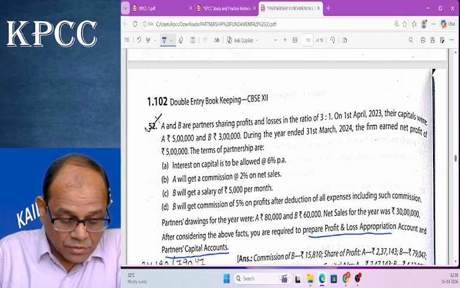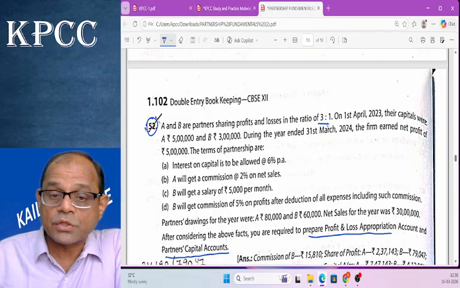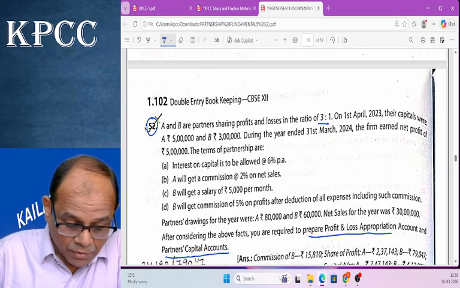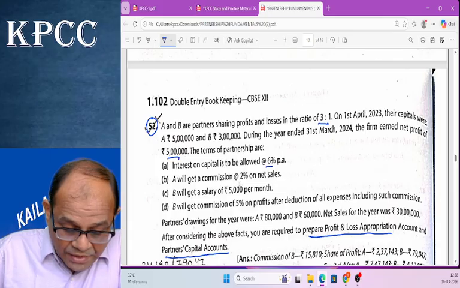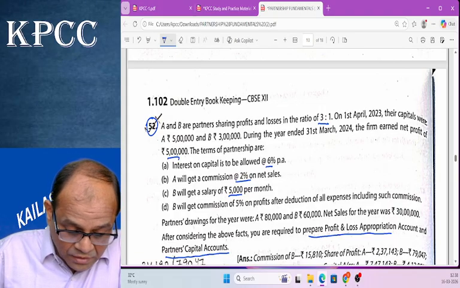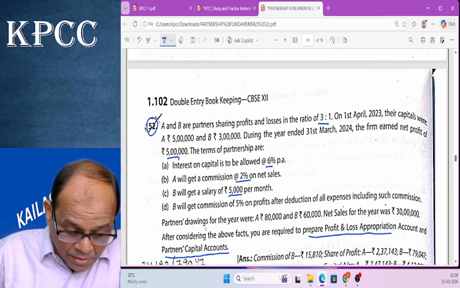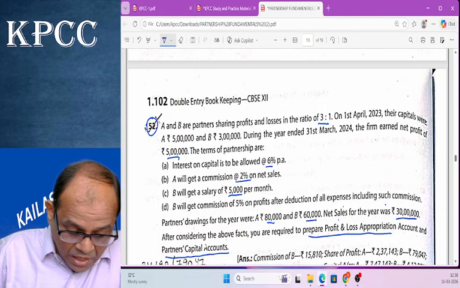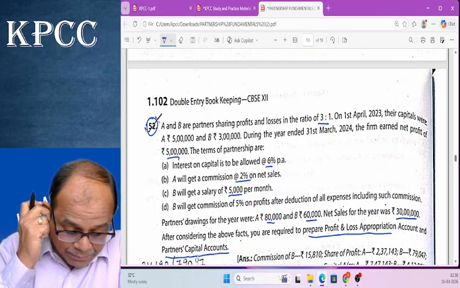This is the question I'm reading. A and B are partners sharing profits and losses in the ratio of 3:1. On 1st April, their capitals were 5 lakhs and 3 lakhs. During the year, the firm earned net profit of 5 lakhs rupees. The terms of the partnership are interest on capital 6%. A will get a commission of 2% on net sales. B will get 5,000 per month salary. B will get commission of 5% on profit after deduction of all expenses, including such commission. Partners' drawings were A 80,000, B 60,000. Net sales for the year is 30 lakhs. After considering the above facts, you are required to prepare profit and loss appropriation account and partners' capital accounts.